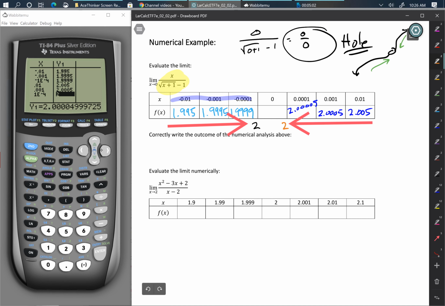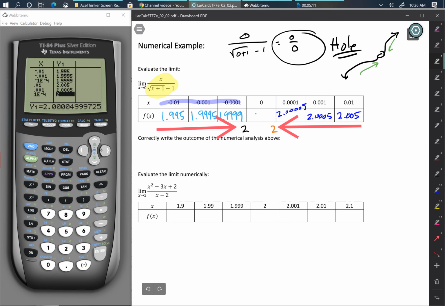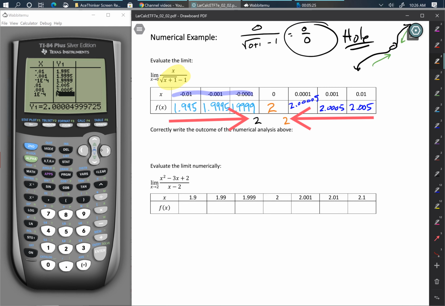2. So from that left-hand side, numbers smaller than 0, it's getting close to 2. Numbers larger than 0, it's getting close to 2. So I am going to say that I think, numerically, that this has a limit of 2. So my numerical example, I think that this has a limit of 2. Okay? So this is a numerical evaluation of a limit.